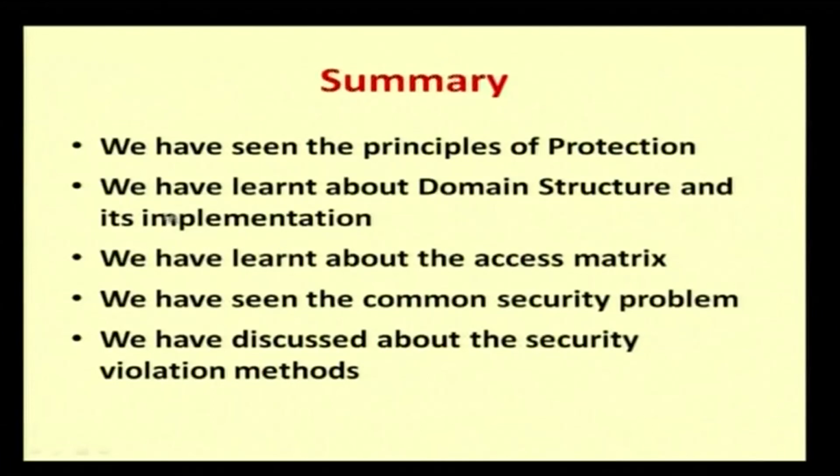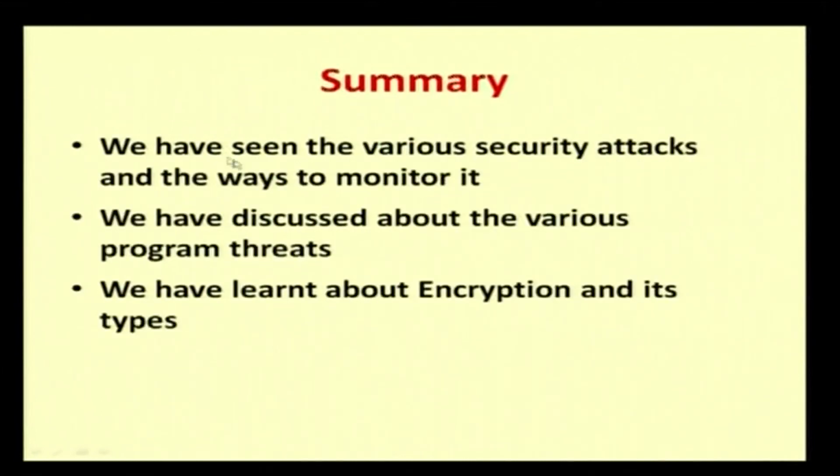So now let us summarize whatever we have seen in today's lecture. We have seen the principles of protection. We have learnt about the domain structure and its implementation. We have learnt about the access matrix. We have seen the common security problem. We have discussed the security violation methods. We have also seen the various security attacks and the ways to monitor them. We have discussed the various program threats. We have learnt about encryption and the different types of encryption, that is symmetric encryption and asymmetric encryption.